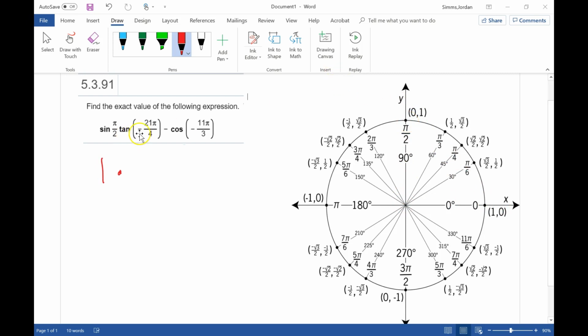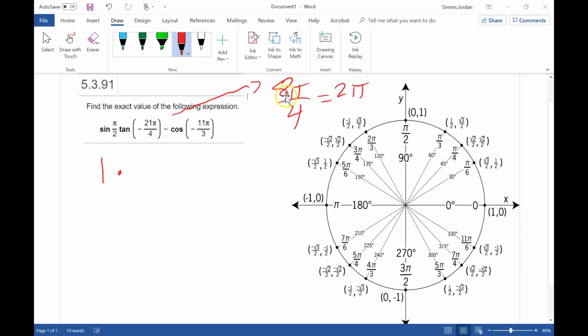Now the tangent of negative 21 pi over 4, clearly that's a negative angle, and it's clearly way more than 2 pi, right? Because if I think about this, 8 pi over 4, just using the same denominator, 8 pi over 4 is 1 rotation. That equals 2 pi, right?